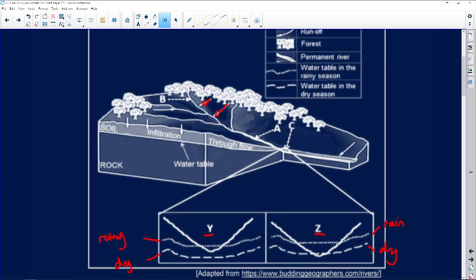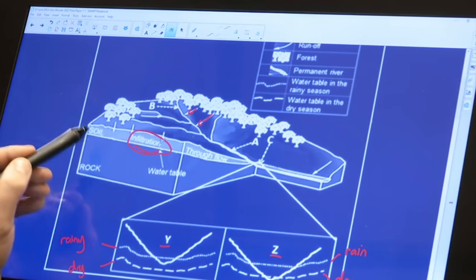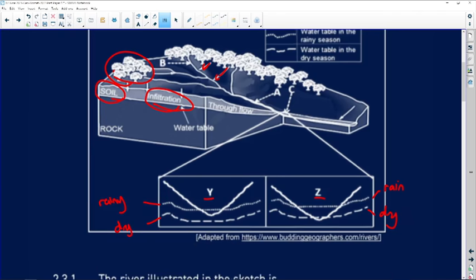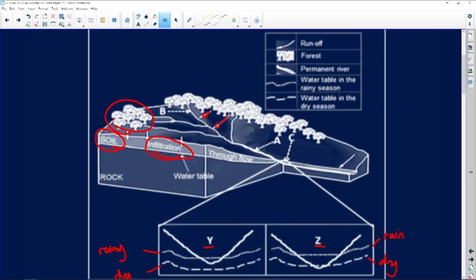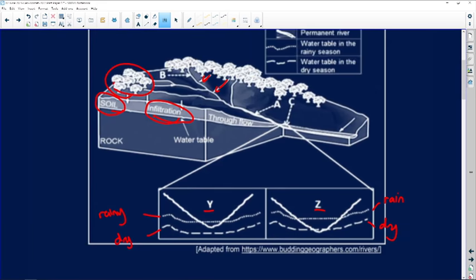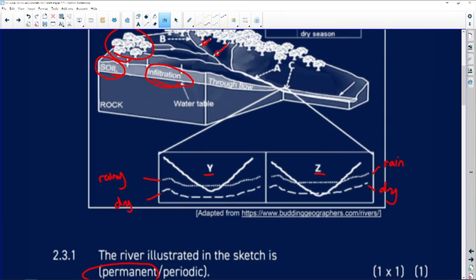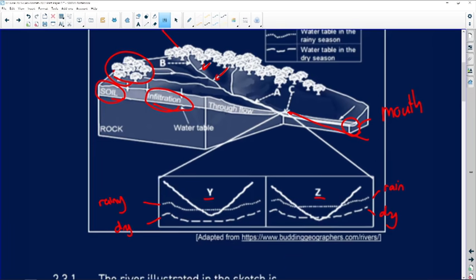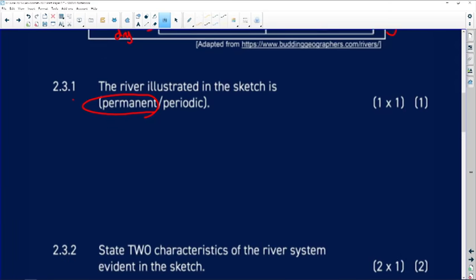Okay, over here we can also see infiltration, groundwater runoff. Obviously, soil promotes it, especially vegetation promotes it. Okay, but let's look at the question that's being asked on this diagram, question 2.3.1. The river illustrated in the sketch is definitely a permanent river, right? We can see that there's infiltration taking place and it's a solid blue line, right? And you can see the mouth of the river as well. This is the source of the river. Okay, over here is the mouth. So it's almost like a longitudinal profile of a river that we see in this diagram. So the correct answer for 2.3.1 will be permanent.